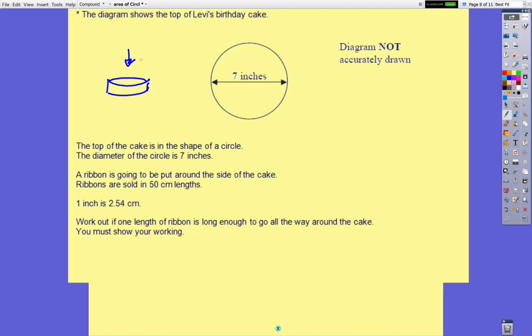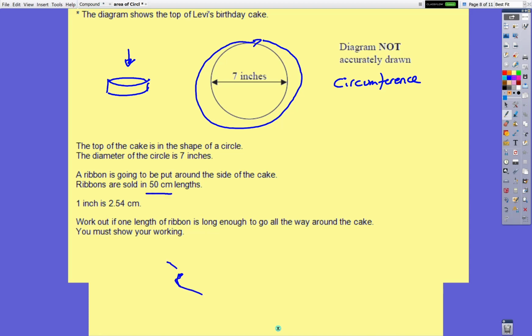Right, the top of the cake is the shape of a circle. The diameter of the circle is 7 inches. A ribbon is going to be put around the side of the cake, so we're going to put a ribbon all the way around this cake. So what type of question is it? Hopefully you got it. Circumference. Okay, so we've got a circumference question, and the ribbons are sold in lengths of 50 centimetres.